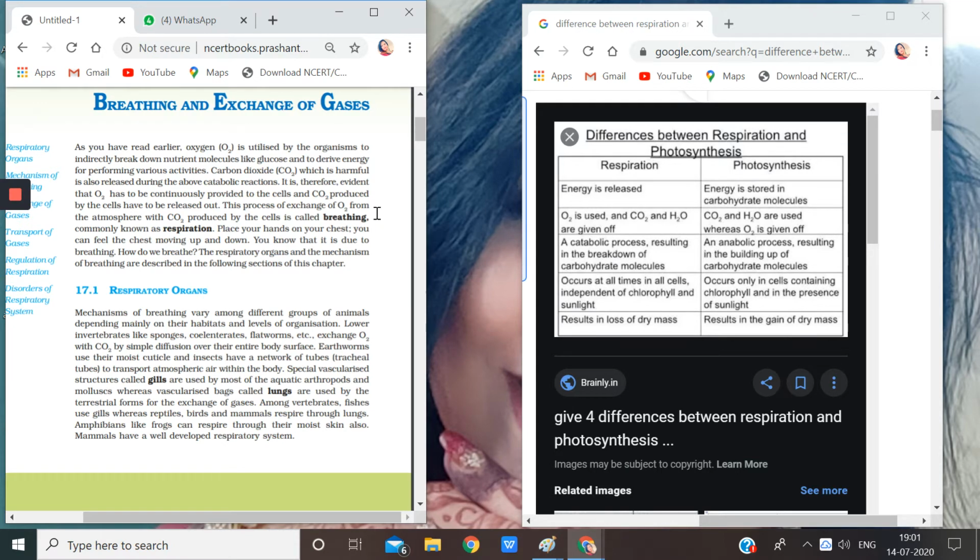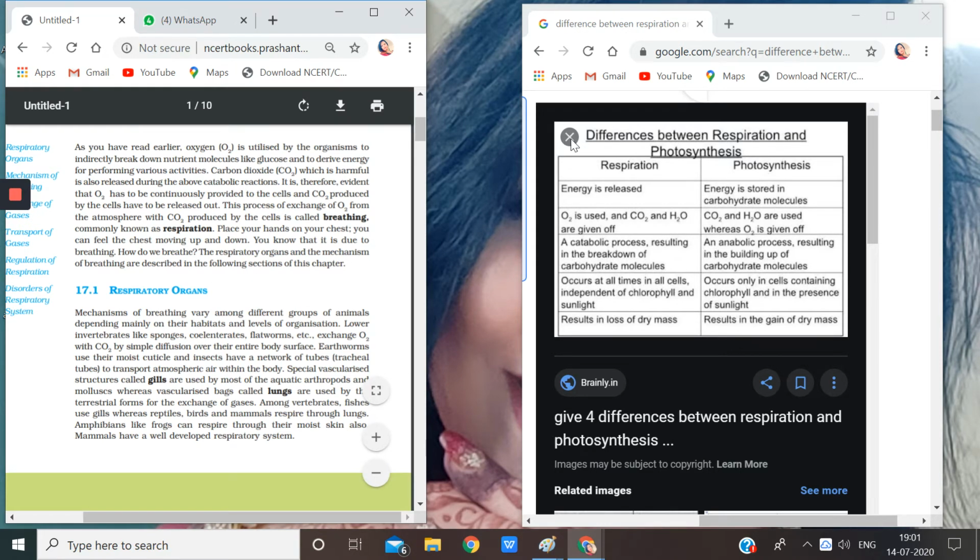Okay, now children, whenever I start teaching this topic, especially in junior classes like 7th and 8th, and if I ask them, beta, what is respiration? They say, madam, it is breathing. Because they think that respiration and breathing is one and the same process. So it's not. We have to be very clear. Now you are in grade 11, you have to be very clear that respiration and breathing are not the same. Okay, now let me show you the difference.